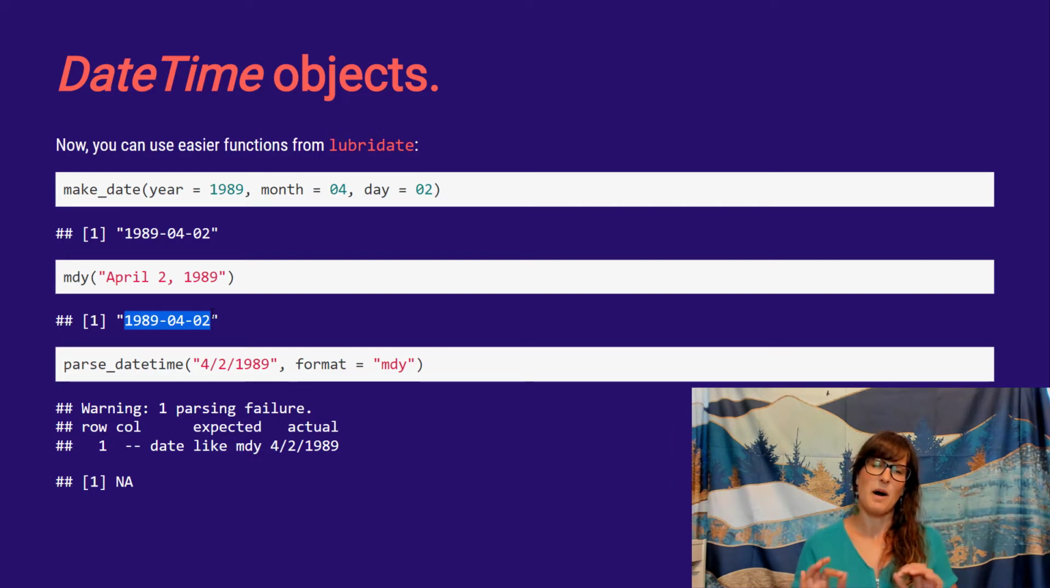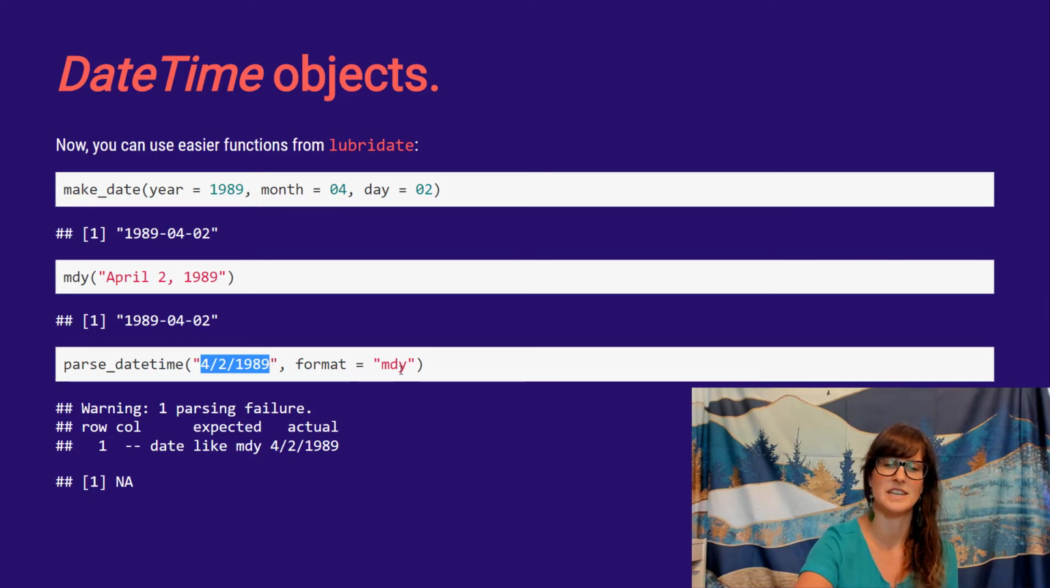There's also this parse DateTime. Parse DateTime is kind of like a Hail Mary. If you couldn't get one of these MDY type functions to work, or if you didn't create the date manually, you can try to parse it. And so here we can see that we're trying to parse a particular string that we as humans can see is April 2nd, 1989. And we do have to tell it, here comes a month, a day, and a year, but it had some trouble.